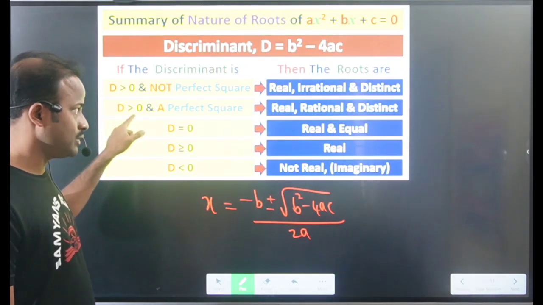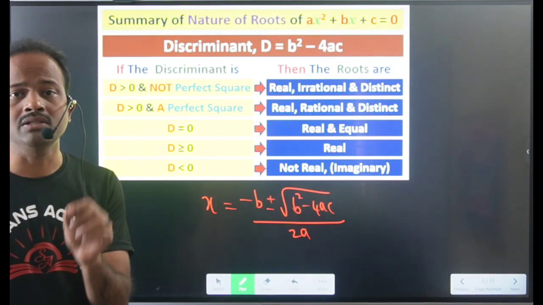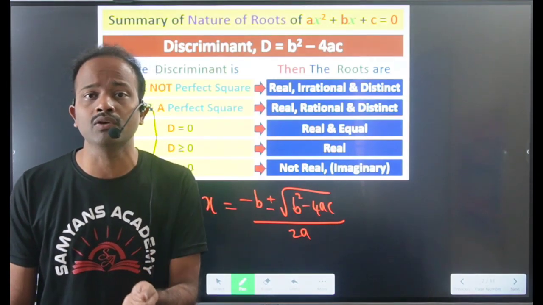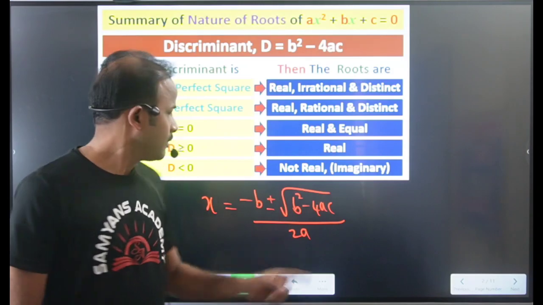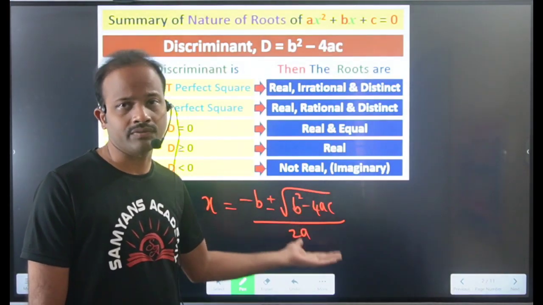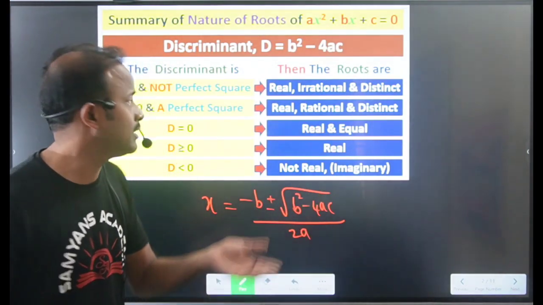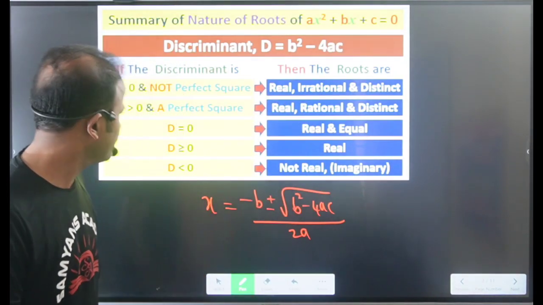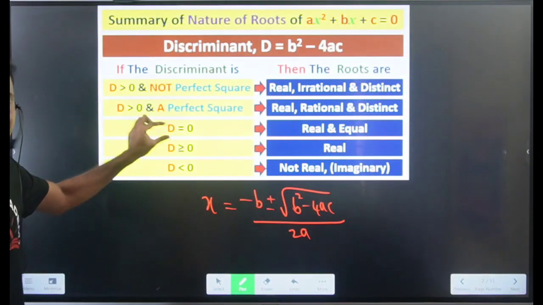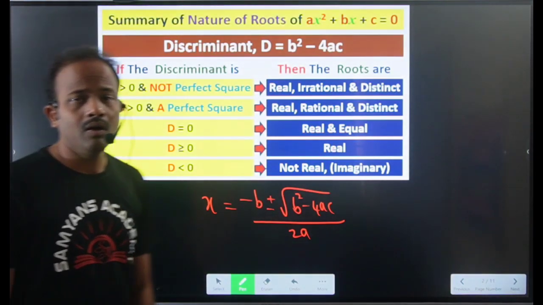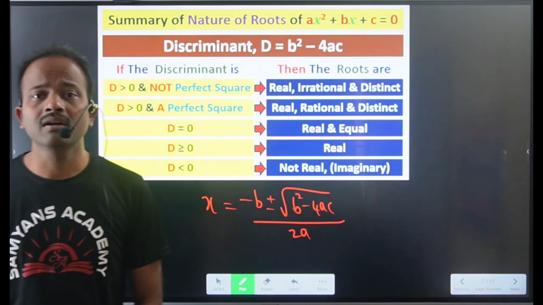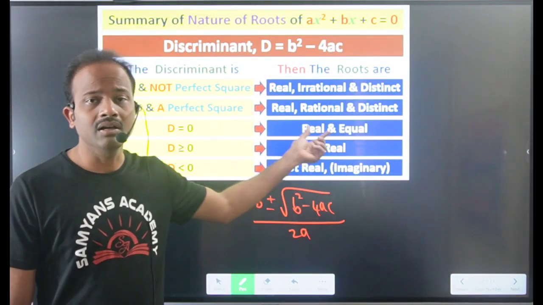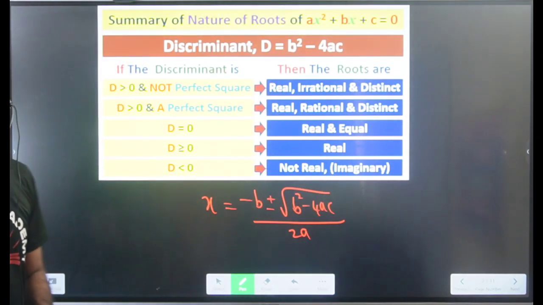If D is greater than 0 and b square minus 4ac is a perfect square, let us assume b square minus 4ac value is 25, what is the root of 25? That is 5. In this case you will get only rational numbers, not irrational numbers. If the determinant value is equal to 0, what type of roots will you get here? Real and equal roots.